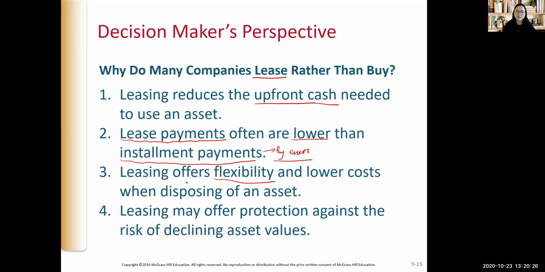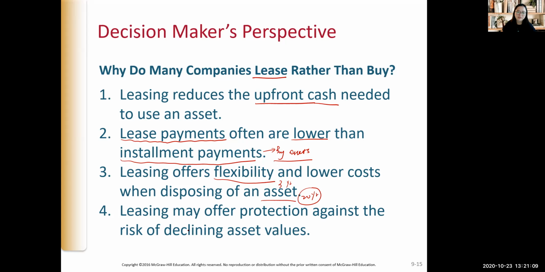Three, lease offers flexibility and lower cost when disposing of an asset. Absolutely. When you're leasing equipment, you can say I only lease 3 years, right? And once it's at the end of the usage, I just give it back to my lessor. I don't care to maintain it. I don't care how much useful life is left. However, if you're buying an asset, that asset is going to stick with you for the rest of its life, say 20 years. You have to make sure that it's always functioning, because if it's not, you basically wasted your investment for the next 20 years, right? That's a big decision.